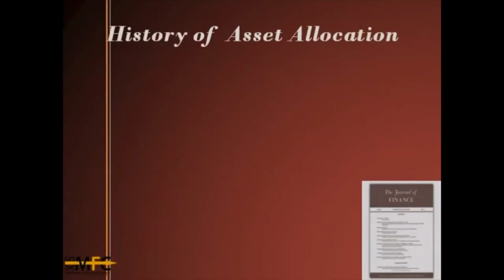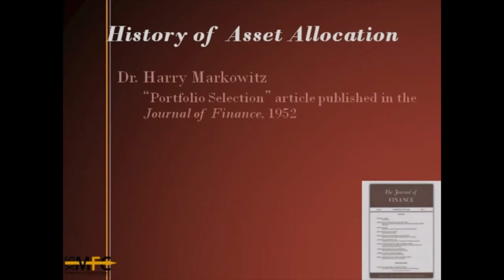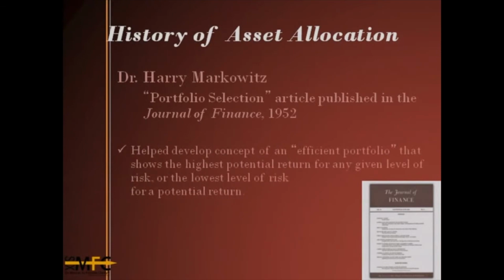In looking at the history of asset allocation, we look at Dr. Harry Markowitz's article written in 1952 in the Journal of Finance. And this helped develop the concept of the efficient portfolio that shows the highest potential return for any given level of risk or the lowest level of risk for a potential return. These ideas form the core of the asset allocation model.